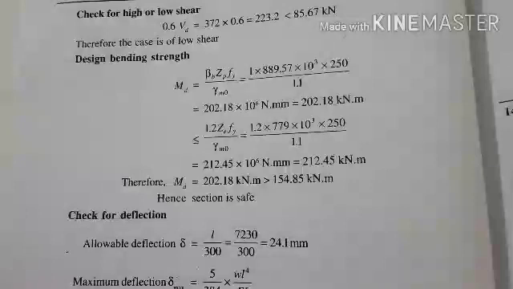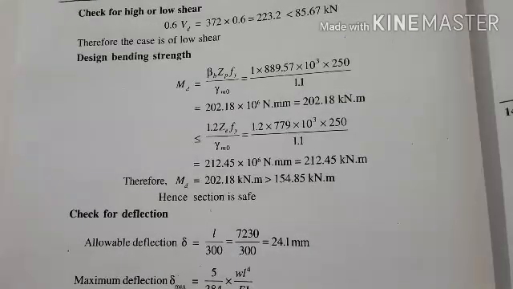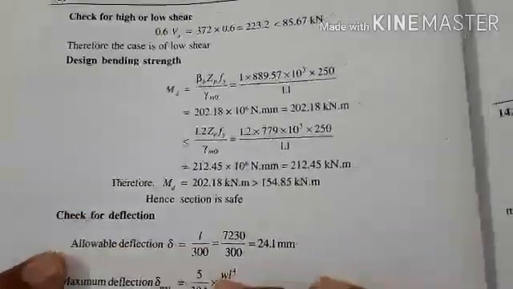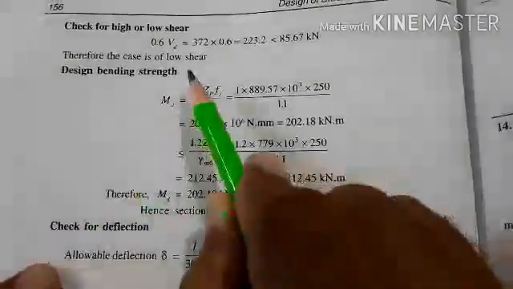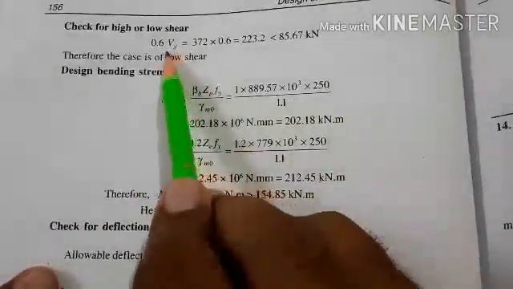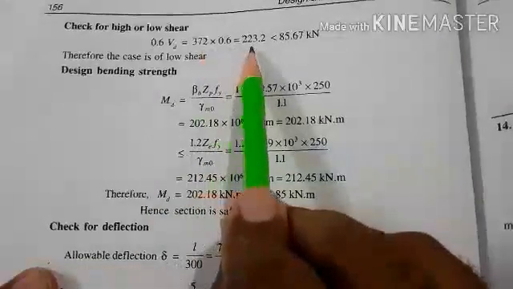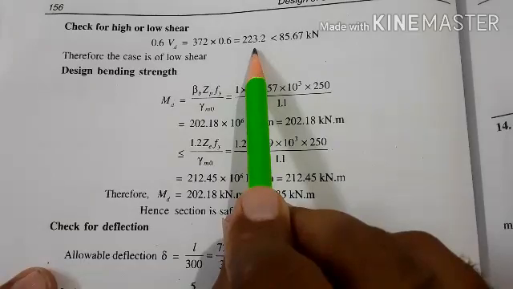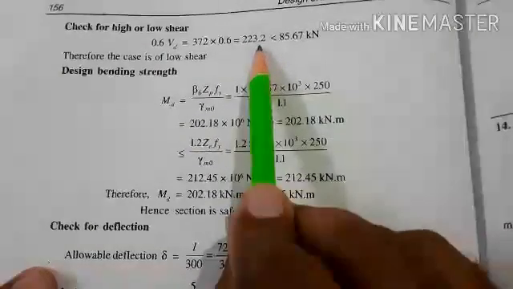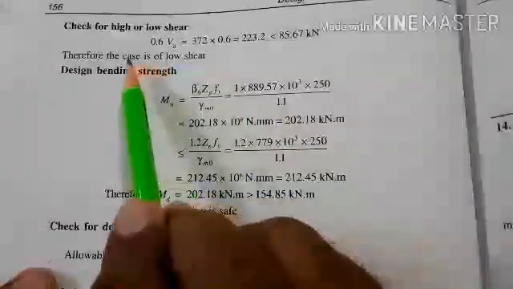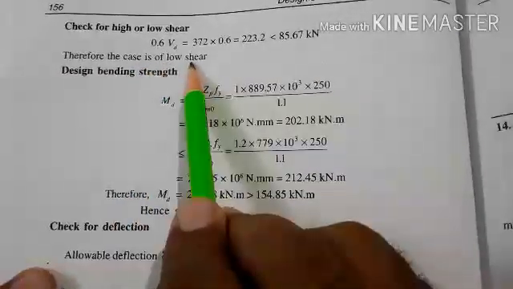For checking whether the given section is high or low shear, we have to take 60% of the design shear, whatever design shear we have calculated previously. The 60% of design shear gives you 223.2 kilonewton, which is less than the actual shear acting. So therefore the case is of low shear.